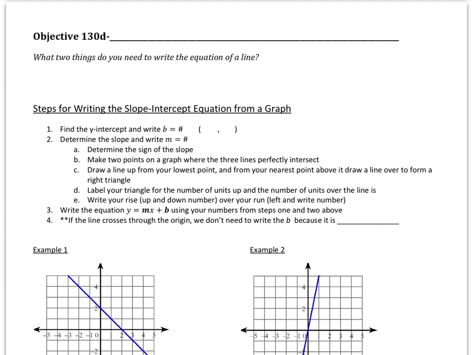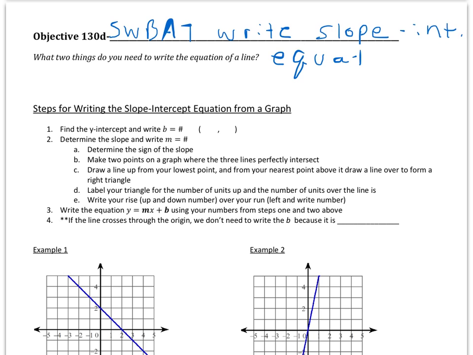Hello students, today's objective is continuing what we've learned from slope. Today's specific objective is: students will be able to write the slope-intercept equation from a graph. You should be writing smaller than me. I'm going to abbreviate slope-intercept equation.